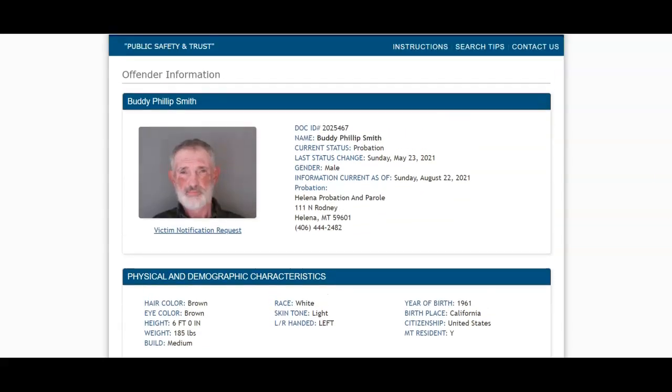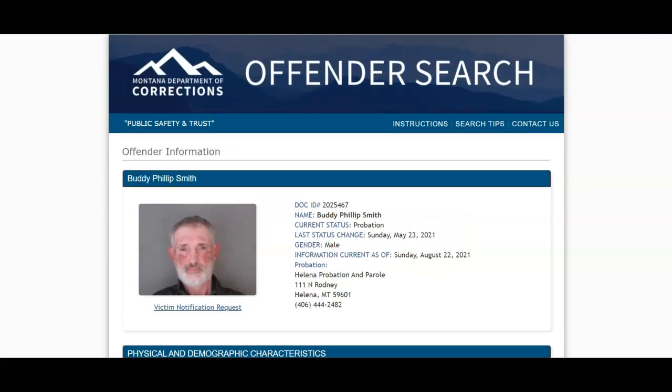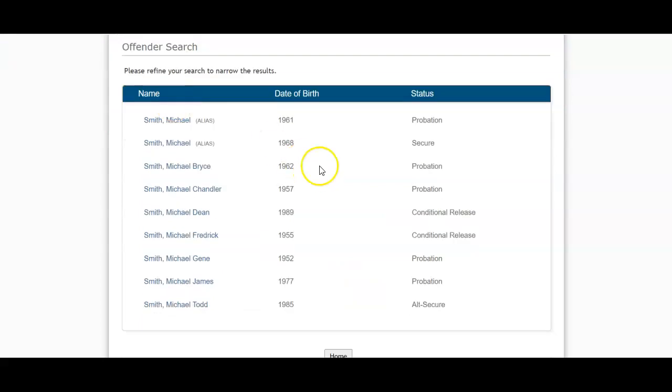Now, in the case of someone who is under probation, they don't give you information directly on where the person currently is. However, based on the probation address, you'll know that if this is the place where this person is reporting to under the terms of their probation, you can assume that they are somewhere in that area. That's where they're residing. So that may be something helpful for you.